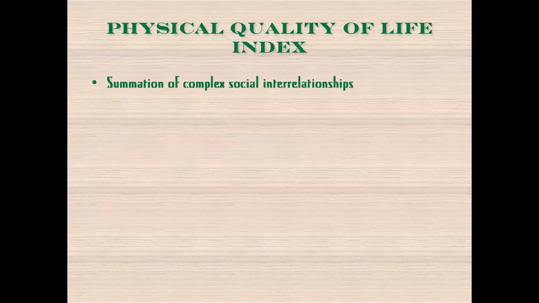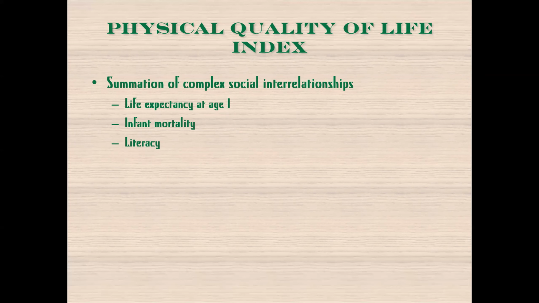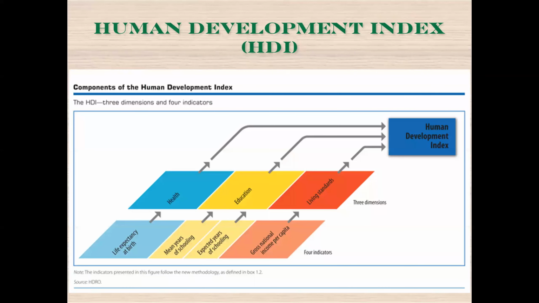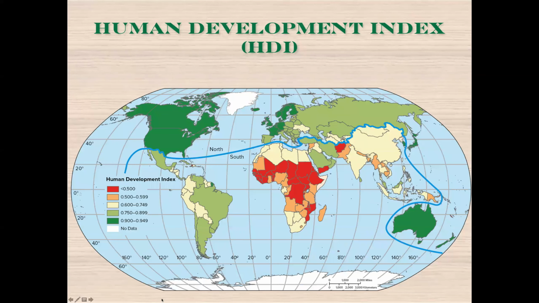Here's some other examples. So life expectancy, infant mortality, life expectancy at age 1, all kinds of things. So this is talking about the Human Development Index, HDI. So it takes into account health, education, and living standards, and it comes up with a number, and that number is between 0 and 1. And so basically, again, the Brandt Line, the greener you are, the more developed you are.